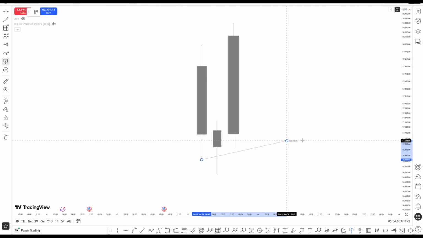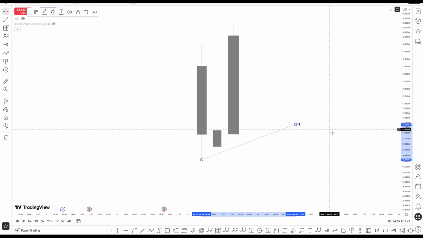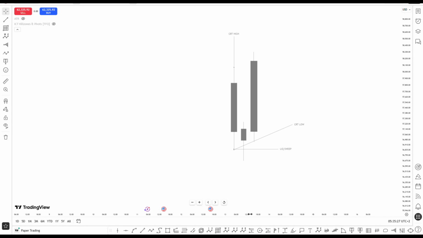Once we spot our CRT on the 4-hour, we drop down to the 15-minute chart to locate a precise key level. That exact key level is going to be our entry point. Let's look at a real chart example to see exactly how this works.